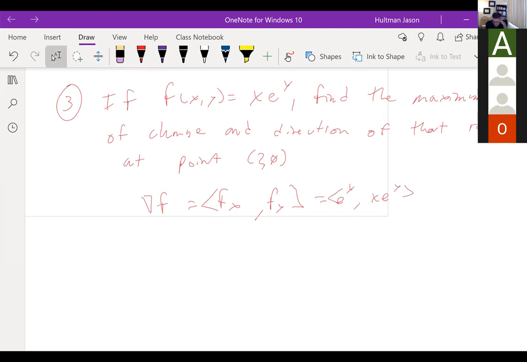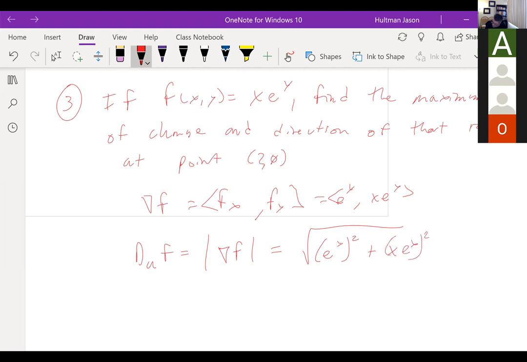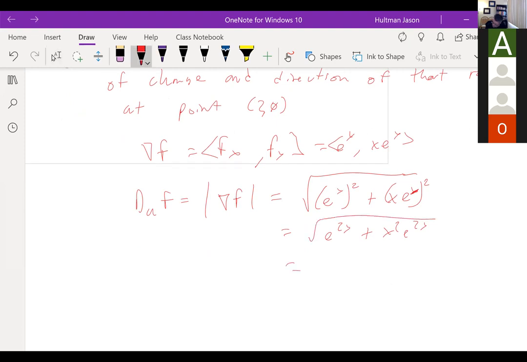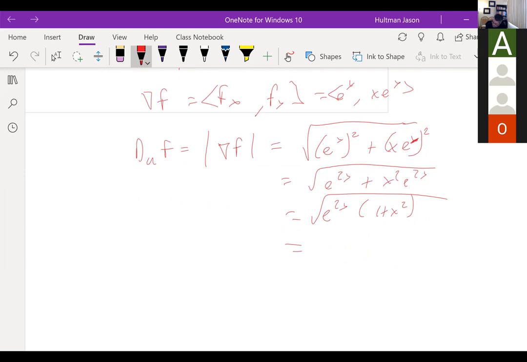So, okay, D_u f is equal to the magnitude of del f, which is going to be equal to the square root of (e^y) squared plus (x e^y) squared, which is equal to e^(2y) plus x squared e^(2y), okay, square root, which is equal to e^(2y) times (1 plus x squared), which is equal to e^y times the square root of 1 plus x squared.